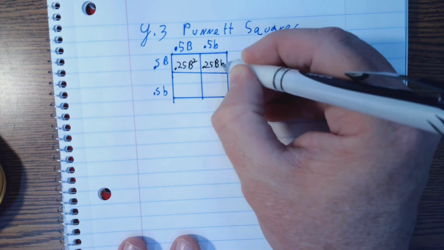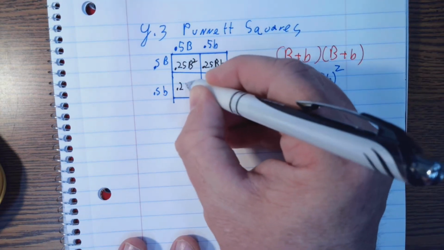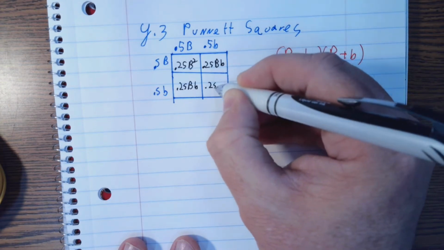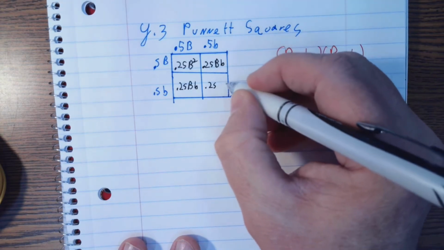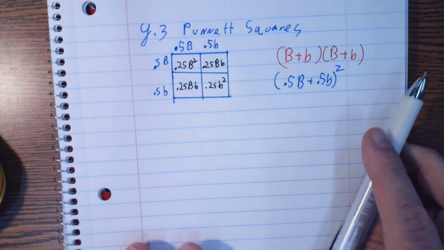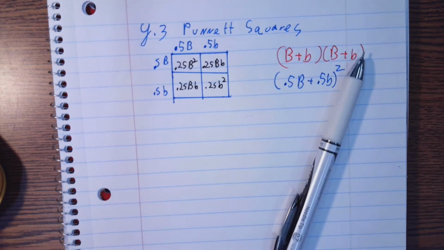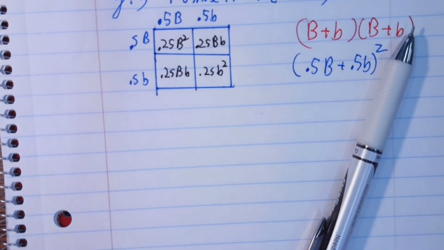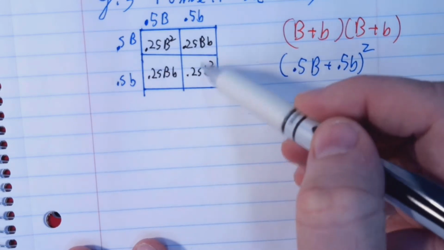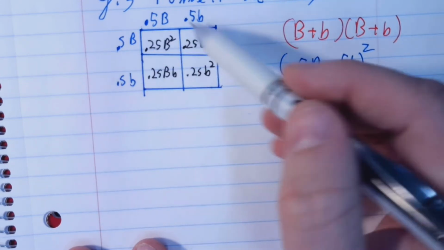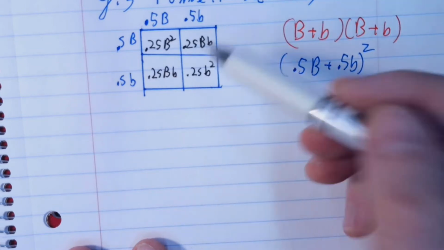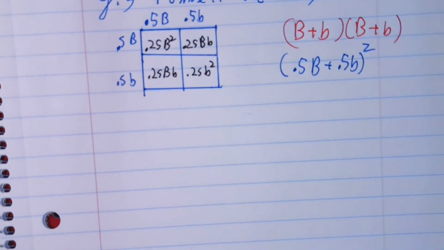Big B, little b. Big B, little b. And 0.25 b squared. And I guess that makes sense that everything is 0.25, because each one of these boxes is a quarter of the full box, right? So if I added all these together, I'd have a 1. So I'd have a whole thing.